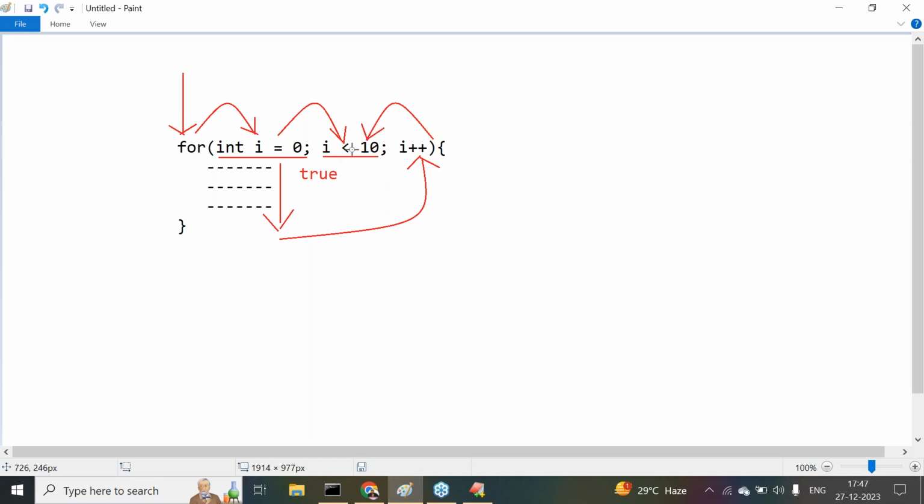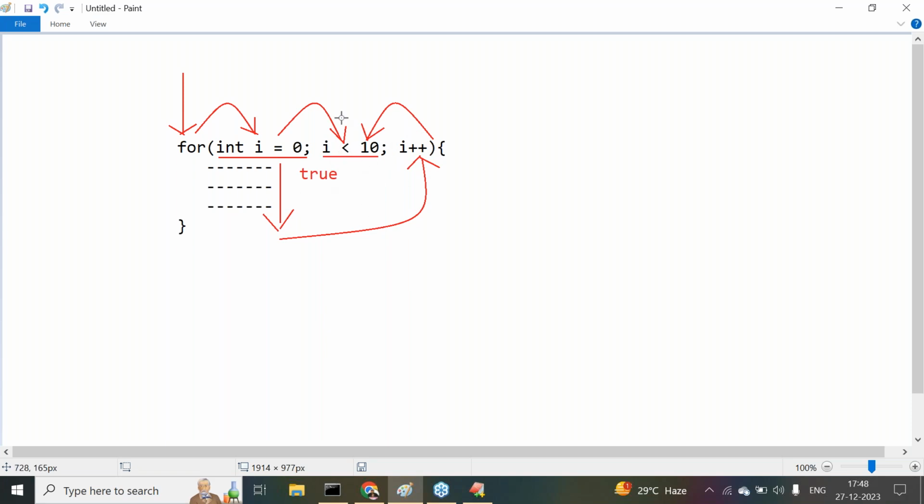Again, expression 2 is a conditional expression. It may return true or false. When it returns true, it will execute the body. Again it will come to I plus plus, expression 3. After evaluating expression 3, directly it will come to expression 2, a conditional expression that may return true or false. So the same loop is performed: expression 2, body, expression 3. Again expression 2, body, expression 3. This loop is going to be evaluated.